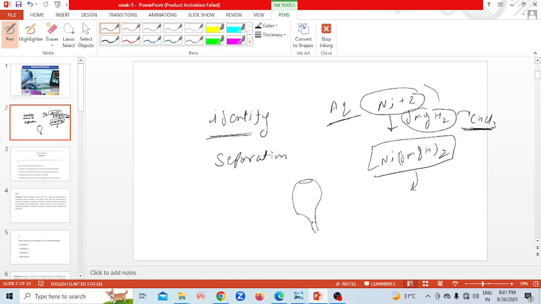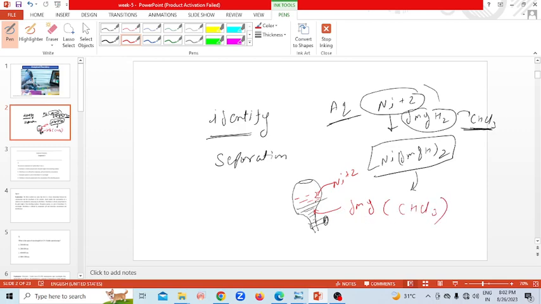It is not perfect, but you can understand, this is a separating funnel. Because chloroform has higher density compared to water, it will settle at the bottom, and the aqueous solution will be above. Initially, Ni+2 was in the aqueous layer, and the DMG, dimethylglyoxime, was in CHCl3.